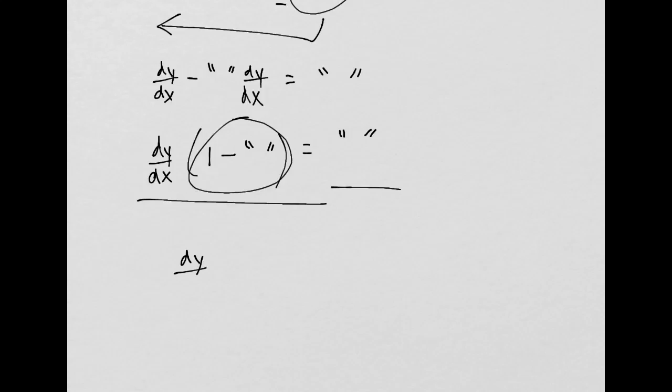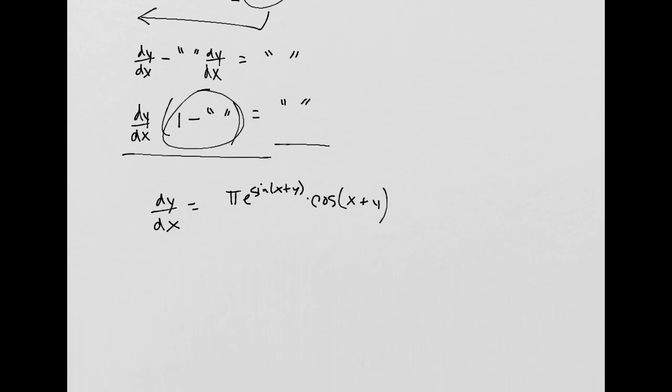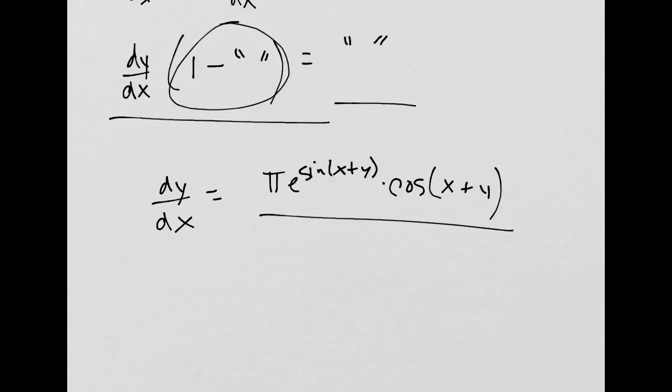And then divide both sides by this stuff. So I get dy/dx equals, what was it? Pi e to the sine(x + y) cosine(x + y), right? Divided by that same thing with a minus and a 1. Pi e to the sine(x + y) cosine.